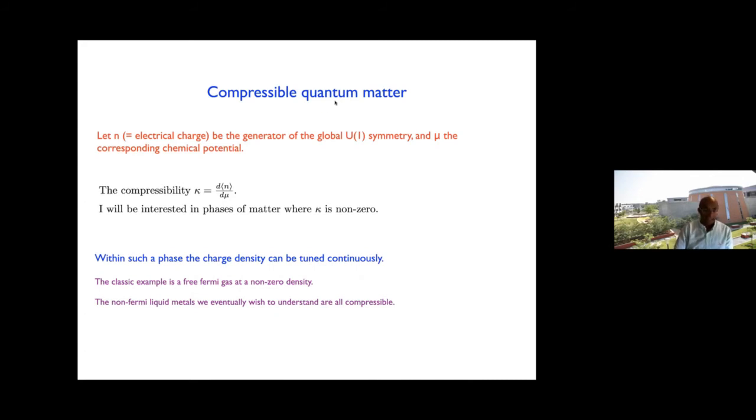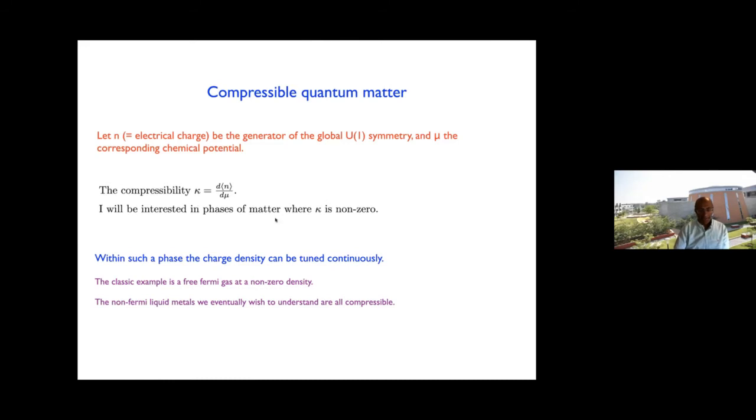Okay. So I'm going to be interested in quantum matter, meaning phases of matter, that are compressible. So let me define this concept of compressibility. So let N, which we'll interpret as the electric charge, be the generator of the global U(1) symmetry, and let mu be the corresponding chemical potential. So then we can define a thermodynamic susceptibility, which is the derivative of the average value of N with respect to mu. Okay, and this susceptibility is what is called the compressibility in condensed matter physics.